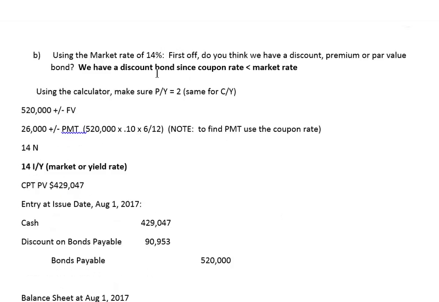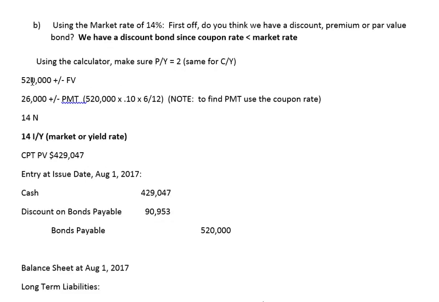First of all, we still have a discount bond. Why? Because the coupon of 10% is less than the market rate. So with P/Y set to 2, and again, that's because we have semi-annual interest payments, we're going to do the same thing. We're going to put in the future value of our lump sum payment, which is $520,000, and again, we put a plus minus to make it negative because it's a cash outflow.